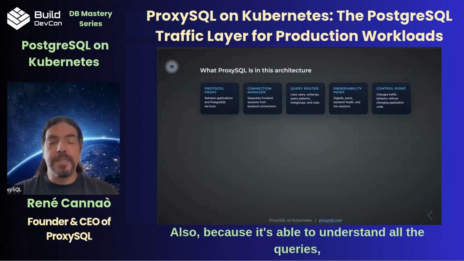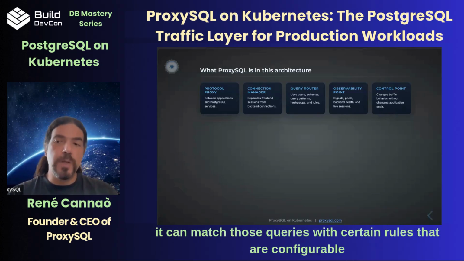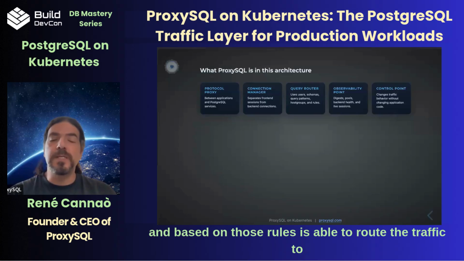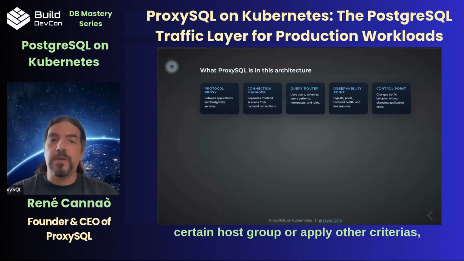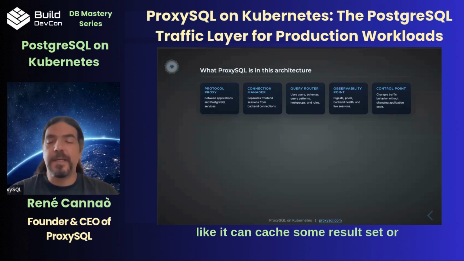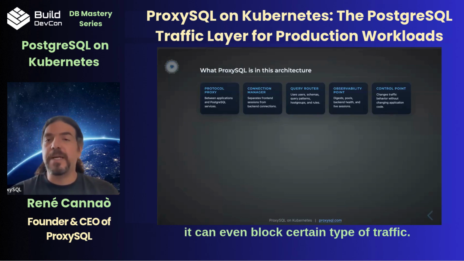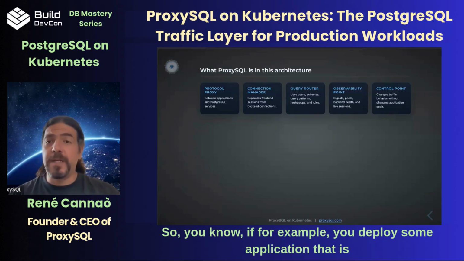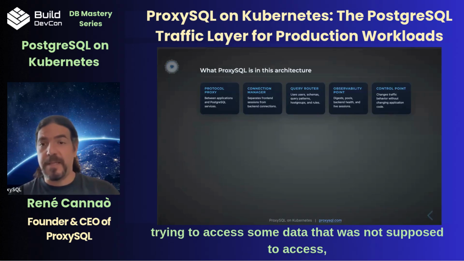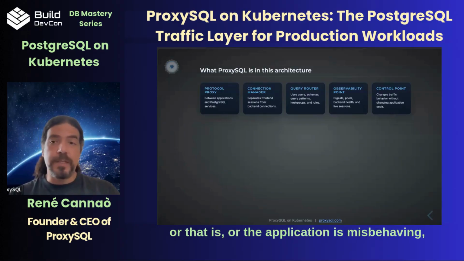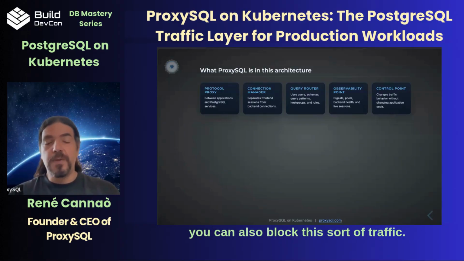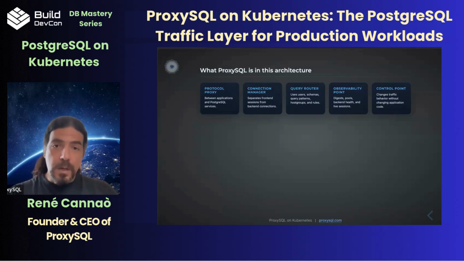Also, because it's able to understand all the queries, it can match those queries with certain configurable rules, and based on those rules is able to route the traffic to certain host groups or apply other criteria, like it can cache some result sets, or it can even block certain types of traffic. So, for example, if you deploy some application that is trying to access some data it was not supposed to access, or the application is misbehaving, you can also block this sort of traffic.